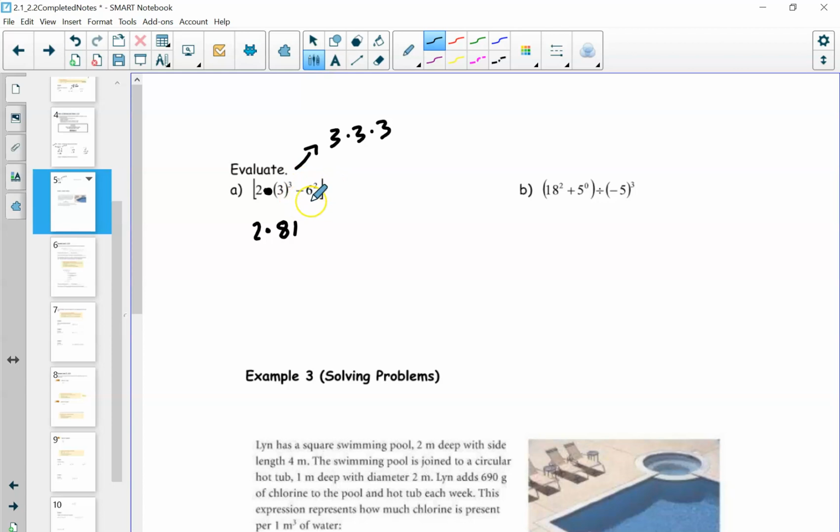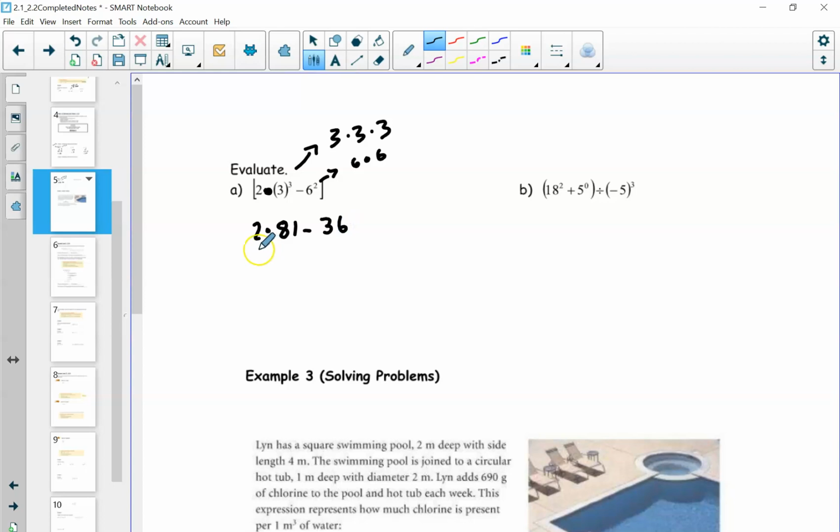Now we have to do the second exponent. Once again, we have to be a little careful here. This exponent is touching the 6. It's not touching negative 6. It's just touching the 6. So I'm going to leave the negative sign out there. And I'm going to do 6 to the power of 2, which is just 6 times 6, right? So there's 2 of them, which we know is 36.